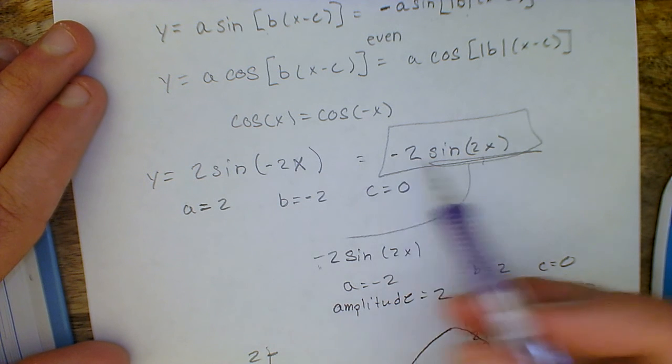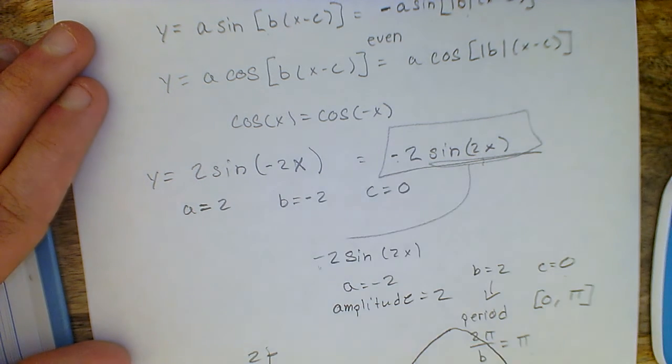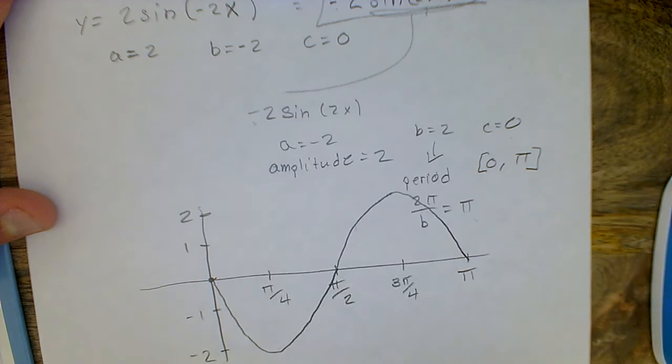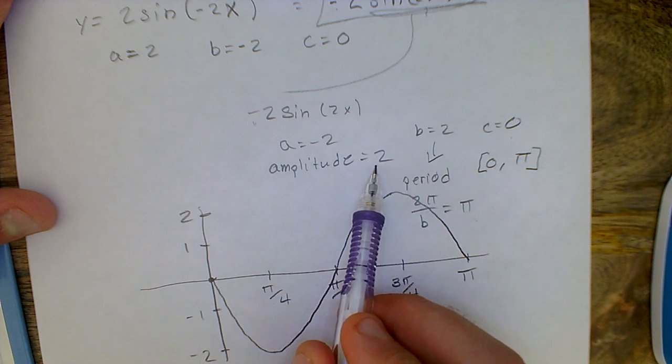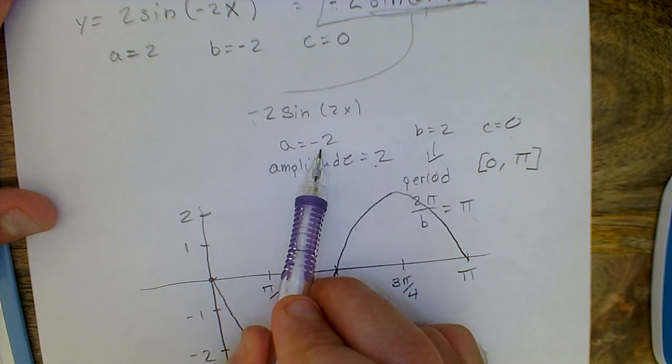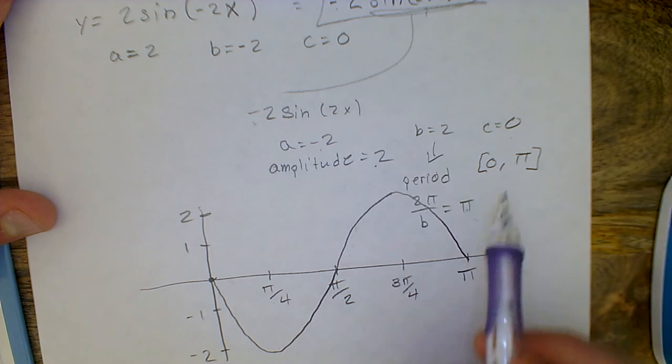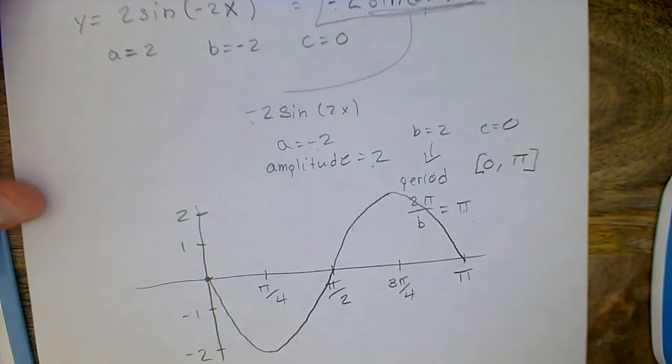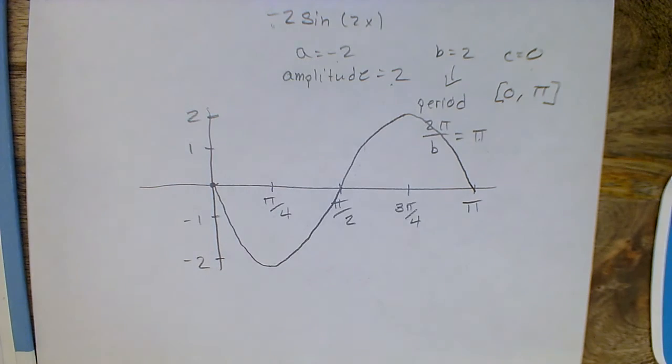We started with 2 sine of negative 2x, and we used the fact that sine is an odd function, so we pulled the negative out. Then we figured out that our amplitude is 2. We have to flip our graph over because of the negative. And then the period is pi, and the phase shift is 0.